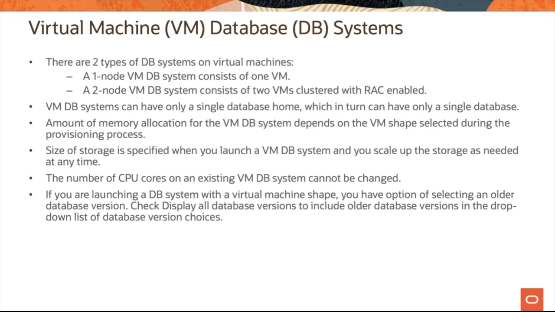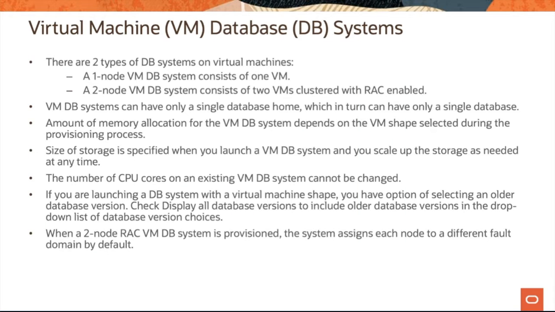If you are launching a DB system with a virtual machine shape, you have the option of selecting an older database version. You have to check the display all database versions option to include older database versions in the drop-down list of database version choices when you're going through the provisioning process.